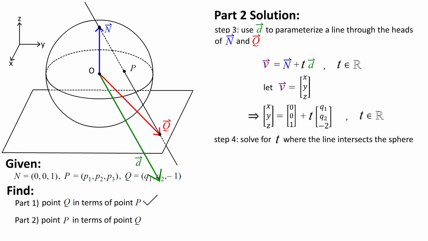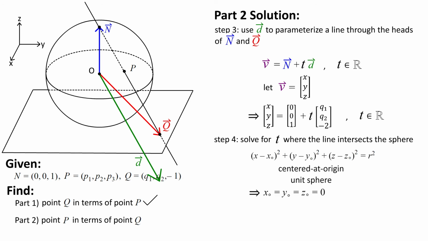We're now on step 4, which is to solve for the value of t, where the line intersects the sphere. The general equation of a sphere in R3 is x minus x naught squared plus y minus y naught squared plus z minus z naught squared equals r squared. And this is where x naught, y naught, z naught represents the center of the sphere, and r is the radius of the sphere. Luckily, we're dealing with a centered at origin unit sphere. Therefore, x naught, y naught, and z naught equal 0, and the radius is 1. The equation of our sphere is thus x squared plus y squared plus z squared equals 1.